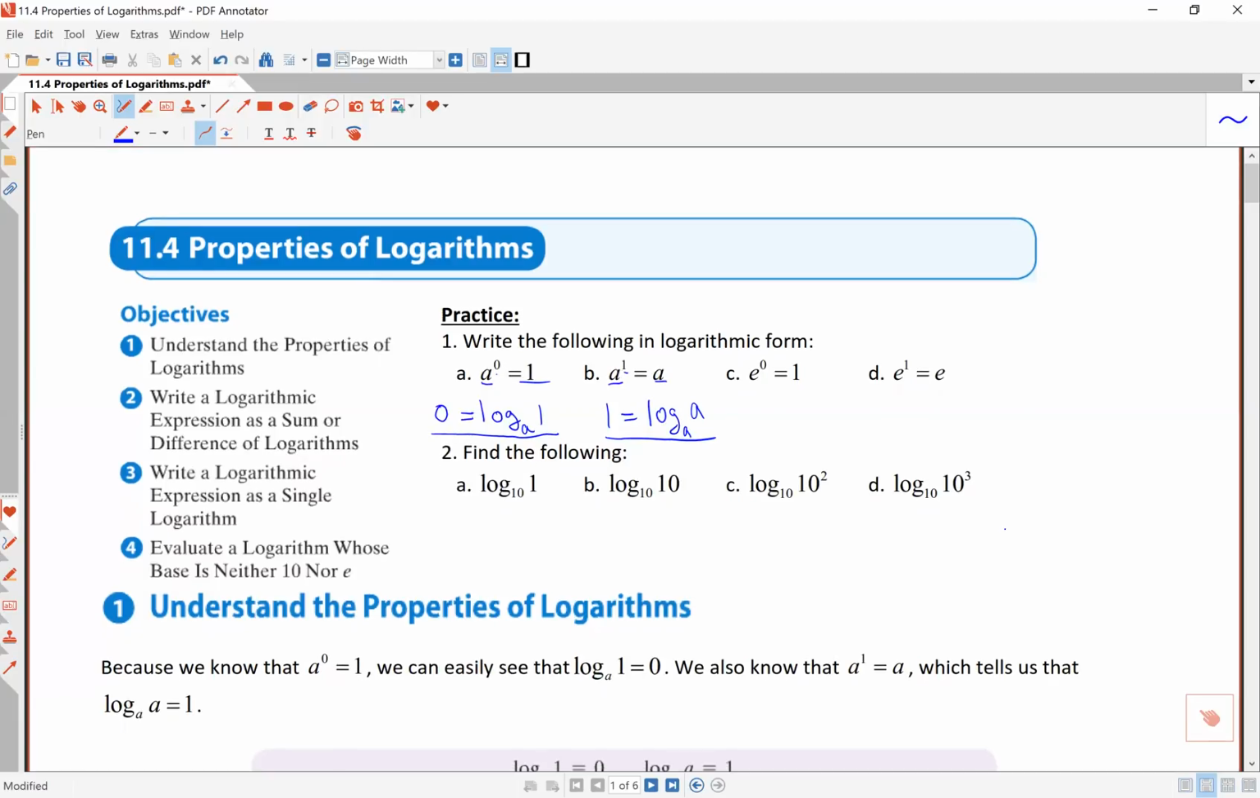Now, e to the 0 equals 1. Says 0 is equal to the exponent on my base of e to get 1. So we would write log base e of 1, but the log base e is the natural log. So that says the natural log of 1 is 0. And that's a property of natural logs. e to the first is e, says the log base e of e equals 1. But log base e is the natural log, so that says the natural log of e is 1.